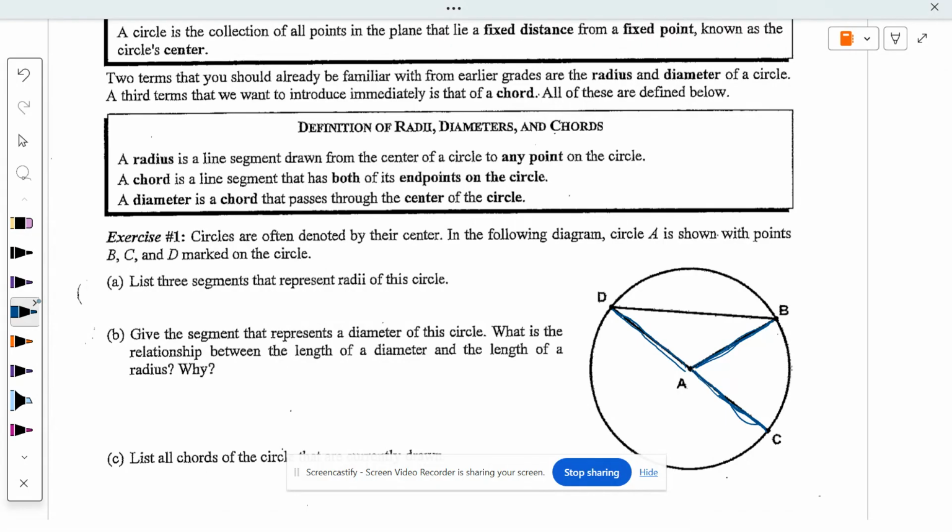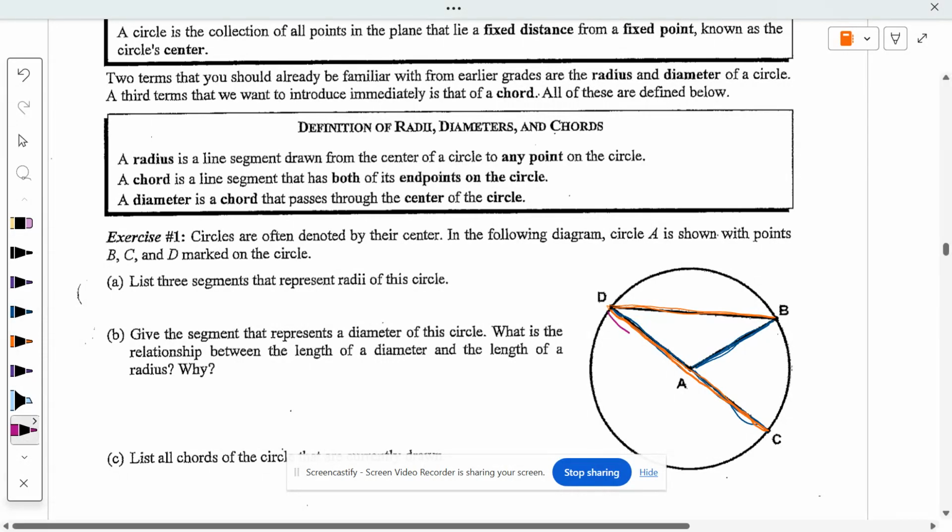A chord is a line segment that has both of its endpoints on the circle. So segment DB is a chord. Segment DC is also a chord, but it's a special type of chord. A diameter is a chord that passes through the center. So DC, this special chord, is also known as the diameter.